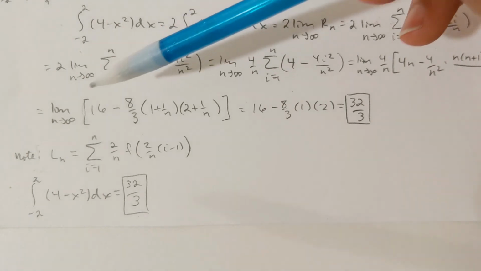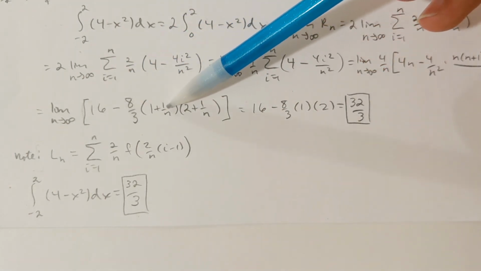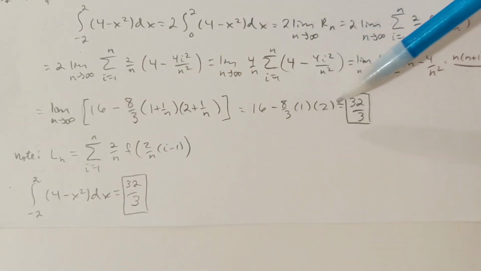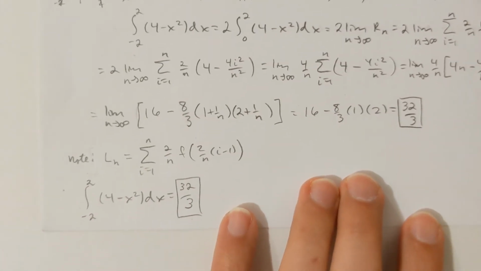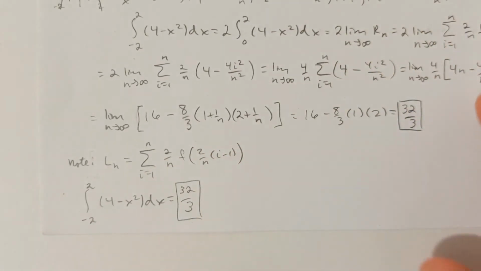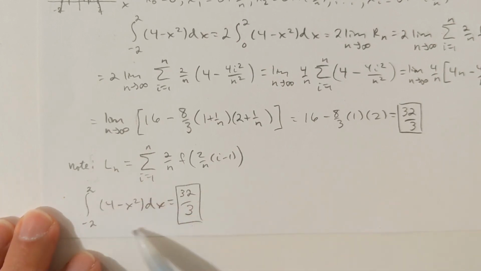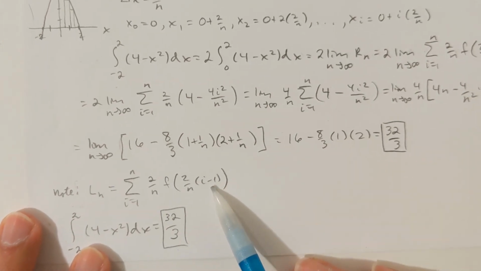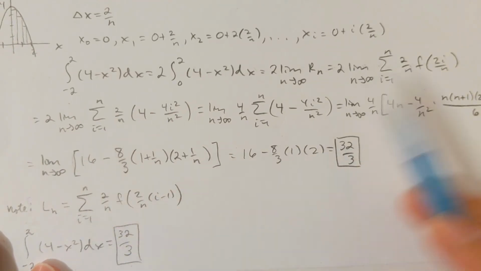And the limit of a constant is always the constant. Limit as n approaches infinity of 1 over n, that's 0. So you're going to have 16 minus 8 thirds times 1 times 2, which gives you 32 thirds as the answer. Okay, and if you wanted to go with left endpoints on this, that would be fine. You would still get 32 thirds, okay, as the value of this integral. Here'd be the setup that you would use. Again, all you're doing is replacing i, what it was previously, with i minus 1, okay, in the case of left endpoints.